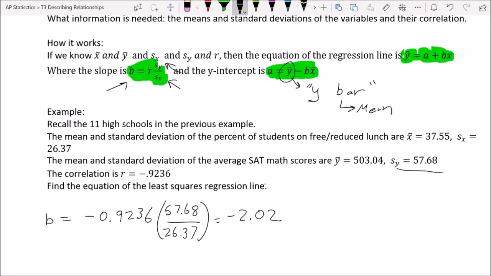Okay, let's see if I can do the next part of things. Can I find A? I don't know, let's find out. So A would be y bar. Do I know y bar? Yes, I do. There it is. Cool. So 503.04 plus, oh, excuse me, minus B. Okay, we just found B, so that's what we're going to plug in. So minus negative 2.02 multiplied by, according to this, x bar. Where's x bar? 37.55.